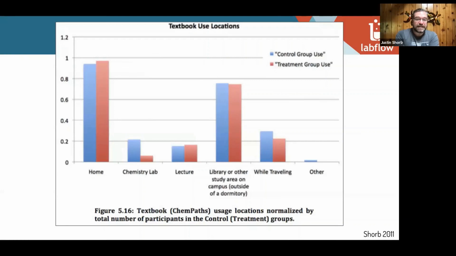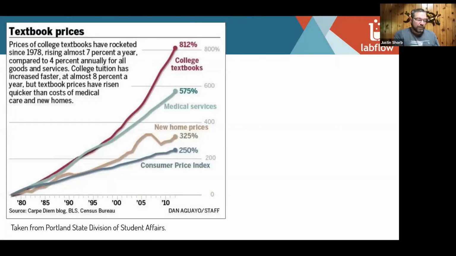Where are they using it? In the library or at home? But really, it doesn't matter if it's online or a hard copy book. They tend to use it the same. The only thing that's maybe a little bit different is whether or not they're using it in the lab. That would be the group that used the online one. In this school, they didn't have computers in the chemistry lab. But hard copy textbooks, as Del mentioned, are super, super expensive.